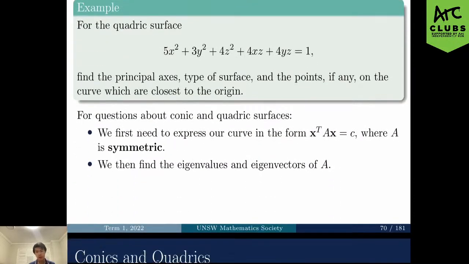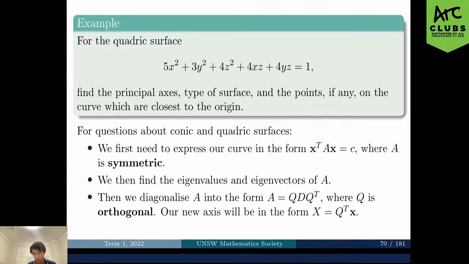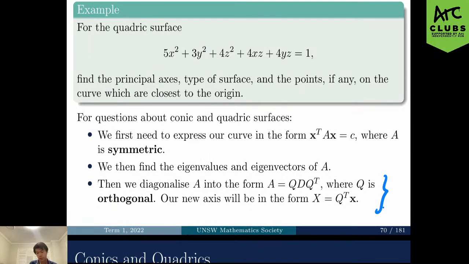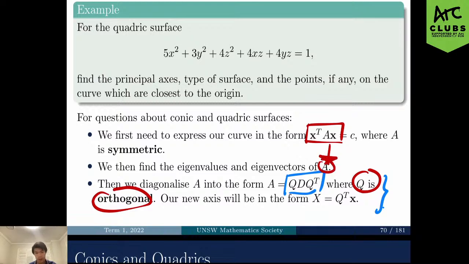We'll explain why in a second, but once we've gotten that A, we can do the eigenanalysis, find the eigenvalues and the eigenvectors, and then finally, we diagonalize A into a special form. We just did diagonalization, but this diagonalization is a bit different because there's a condition that we need for Q. Q needs to be orthogonal. We'll talk about that later, but right now let's just try to understand this main process. Break it down into x^T A x = c. Break down A into its eigenvalues and its eigenvectors, then diagonalize such that this Q is orthogonal. And then we'll be all good to go.